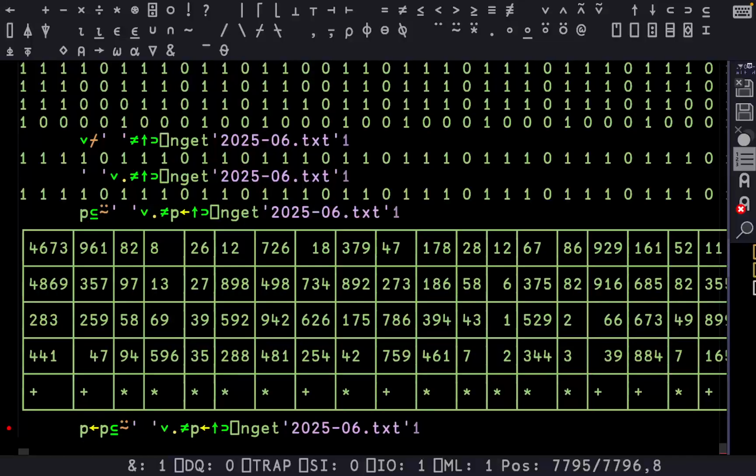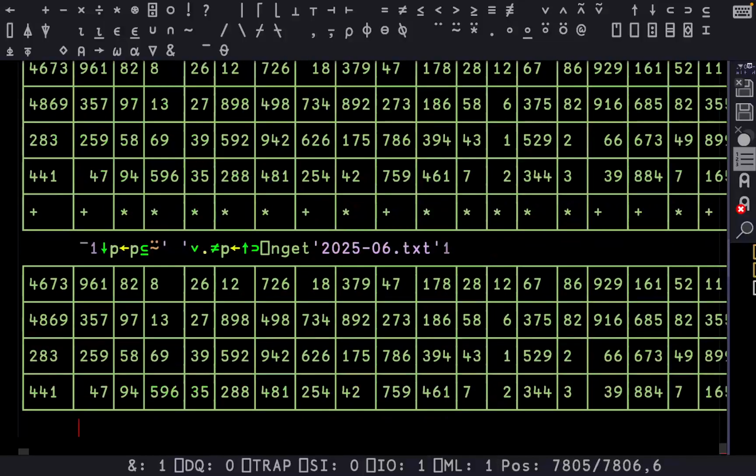And let's go ahead and parse. We're not quite done with our numbers here, so let's do a little more parsing. We'll do -1 drop to get rid of that last row.